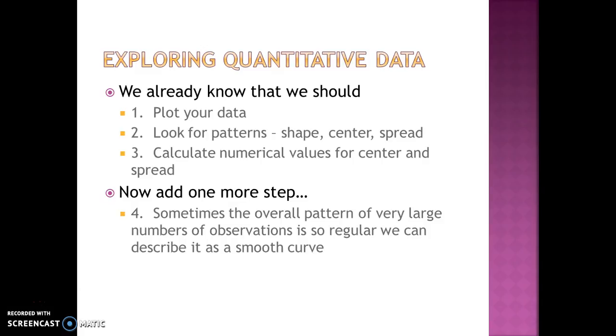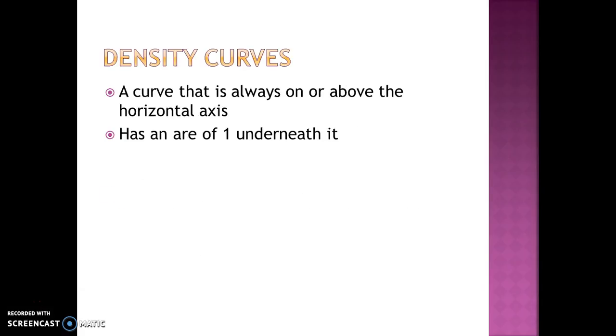Now we're going to add one more step to that and say that sometimes the overall pattern of very large numbers of observations is so regular that we can describe it as a smooth curve. So sometimes we're going to take quantitative data and describe it as a smooth curve. A density curve, which is the smooth curve we're referring to, is a curve that is always on or above the horizontal axis. It also has an area of 1 underneath it. You always have an area of 1.